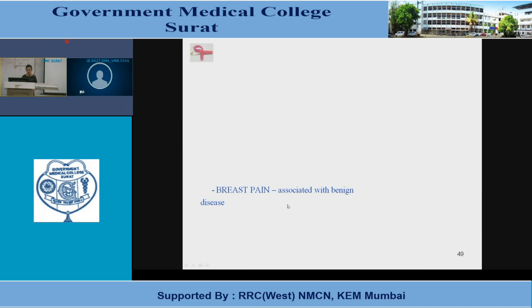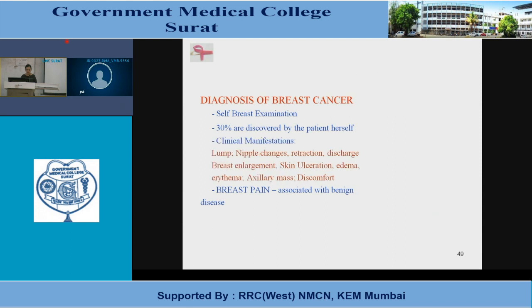Now breast pain. Usually we have seen it is associated with benign disease. But as I have already told you, in case of inflammatory breast carcinoma, carcinoma en cuirasse, there will be breast pain. Now the diagnosis: self-breast examination is the best way to diagnose breast cancer. 30% of the cases are discovered by the patient herself. Clinical manifestations are, first, a lump. There can be nipple changes like retraction, discharge. There will be breast enlargement. There can be skin ulceration, edema, erythema, axillary mass or discomfort.